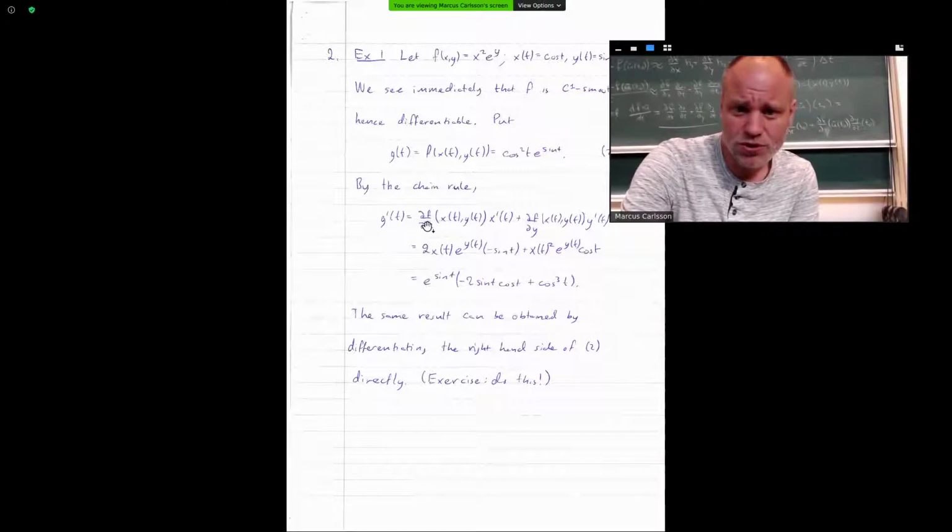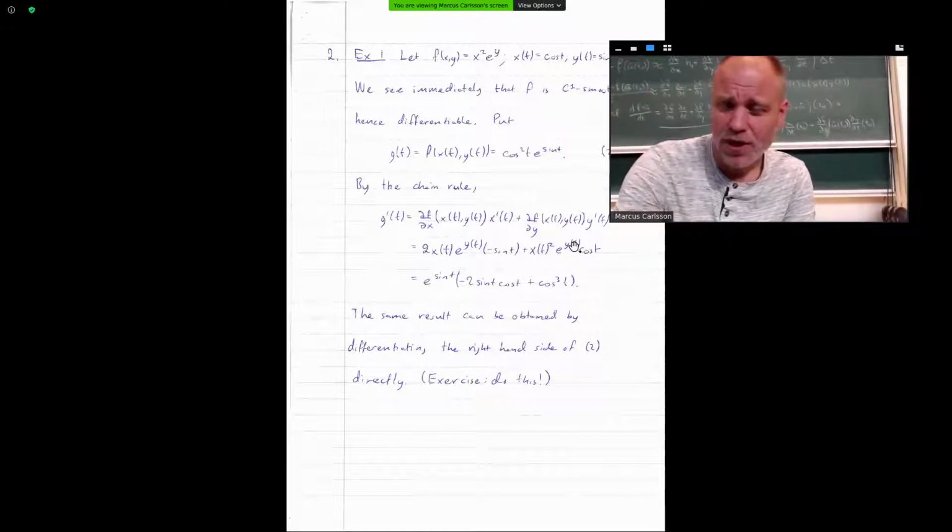So the chain rule says, take the first derivative of f. What would that be? That's 2 times x e to the y. And then you stick in, okay, so there we have it, 2 times x and e to the y. And then you take times the first derivative of x. So that's cosine t, the first derivative is minus sinus of t. And then you do the same for the second variable. And here is the thing, right?